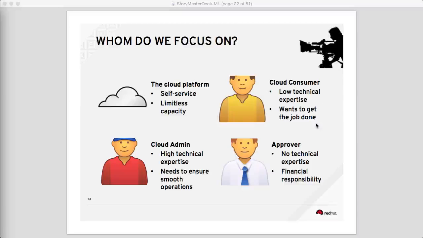He just wants to be able to consume certain resources, but should be enabled to have as limited exposure to the technical stuff as possible. The technical aspects of the cloud are for the actual cloud admin, and here we don't distinguish between a cloud developer, a cloud installer, a cloud operator. It's all the cloud admin. He has a very high technical expertise, and he has a key interest to ensure smooth operations. And the approver is basically a management role without technical expertise, but with financial responsibility. So for key decisions, the approver has to, well, approve. You will see the various different icons reflected again in the demo later on.